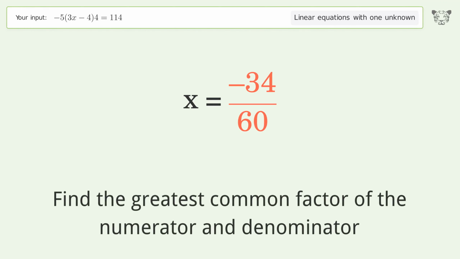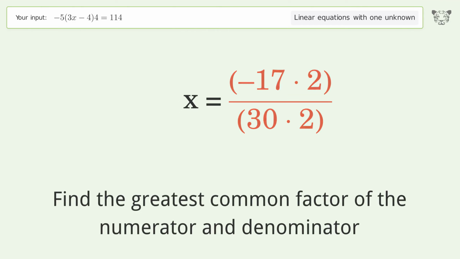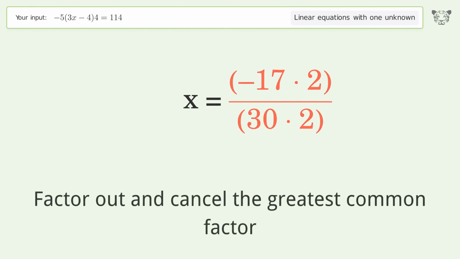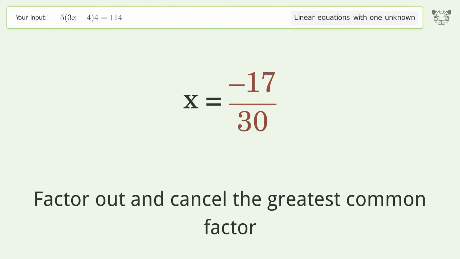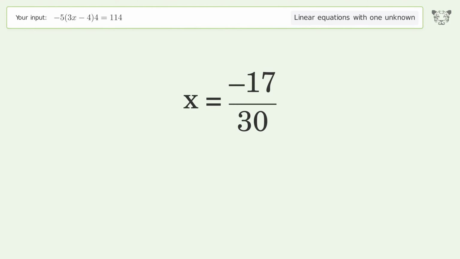Find the greatest common factor of the numerator and denominator. Factor out and cancel the greatest common factor. And so the final result is x equals -17/30.